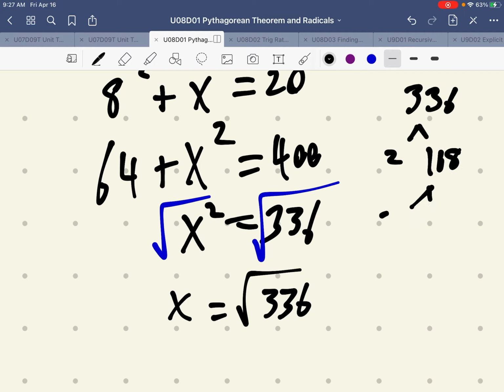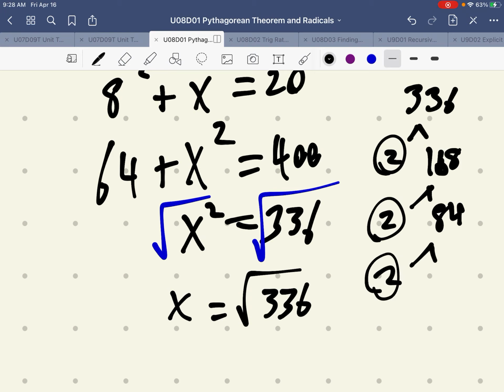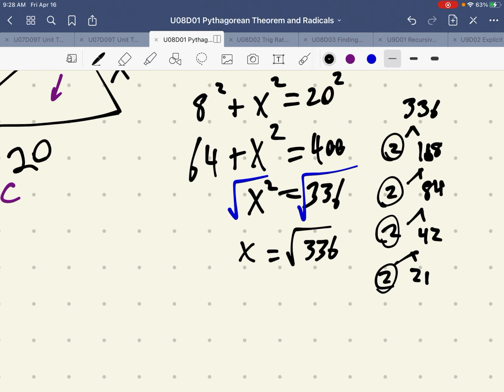If I divide 168 by 2, so this is a prime factor of 336, and divide it by 2 again, and we get 84. We're going to divide it by 2 again, and we're going to get 42. We're going to divide it by 2 again, and we're going to get 21. And we can divide out a 7. So these are the prime factors of 336.